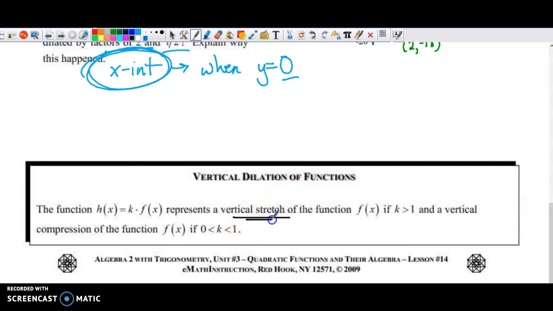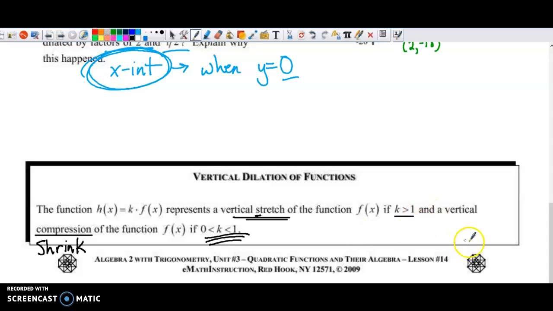Most books say stretch when you're multiplying by a k value that is bigger than 1. And then some books might call this a compression, which is what's happening here. I've also seen books use the word shrink. I don't know if they're in love with using S for these dilations. But it's compressing the graph so they come close together. Notice that these k values are between 0 and 1.